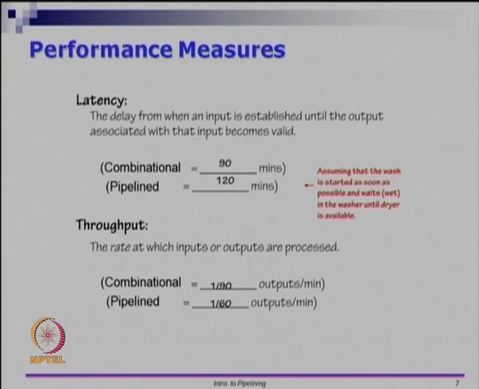whereas in a pipeline system, every 60 minutes you are ready to take the next load. You move from the washer to the dryer, the washer becomes free, and you can take the next load and put it in. In the next 60 minutes the dryer will become free, you can take the wet clothes and put them in the dryer, the washer again becomes free, and so on. So, every 60 minutes I can put a new load of clothes in.